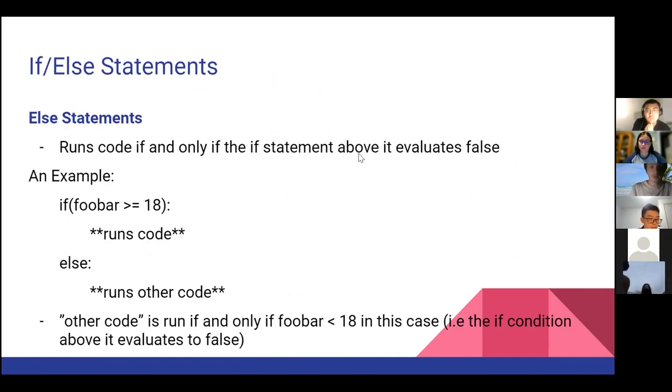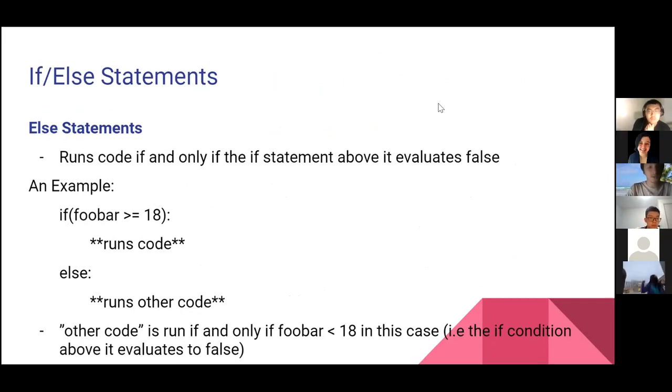Okay. Else statements. An else statement will run only if your if statement is false. You're basically saying, if this is true, I'll do this, otherwise I'll do that. For example, let's say we have a value called foobar, and if it's greater than or equal to 18, we'll run the code inside there. But if foobar is less than 18, then that's not going to run, and the else statement is guaranteed to run in that case. So we will be running one or the other, depending on the value of foobar.